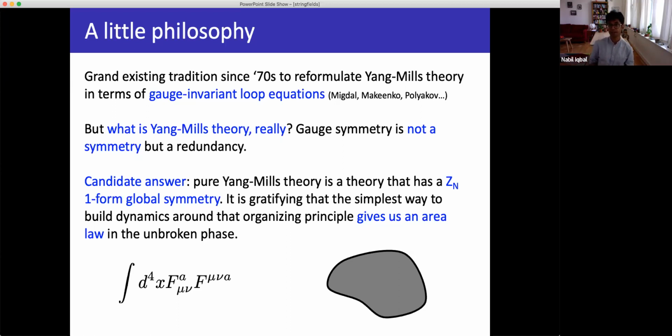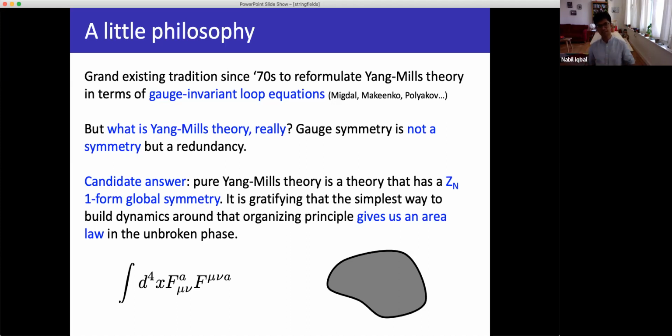Here's a candidate answer. Pure Yang-Mills theory is a theory that has a Z_N one-form global symmetry. It's a fact that it has that global symmetry. That global symmetry is an unambiguous thing. You can test your piece of metal and see if it has this global symmetry or not. And so what I'm trying to do in this framework is to build the dynamics around that global symmetry and not around any sort of auxiliary gauge degrees of freedom.